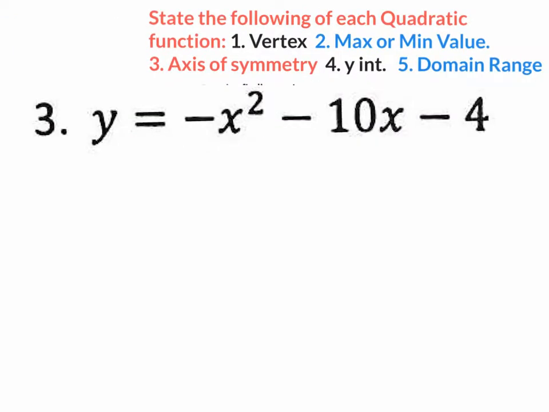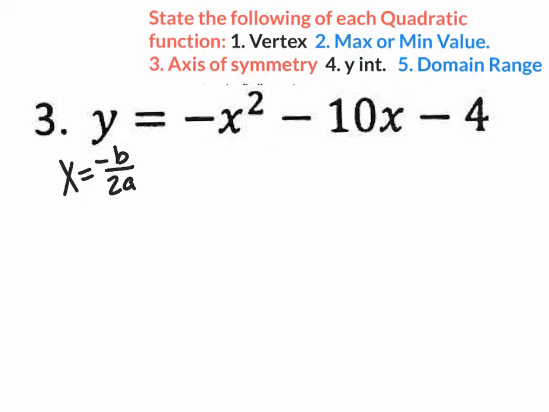Number 3, we want to find the vertex first, okay? So again, for the vertex, you need the vertex formula: x equals negative b over 2 times a. Please write this down in your notebook, not on that little sheet of paper. You might run out of space if you try to do it on the little sheet of paper.